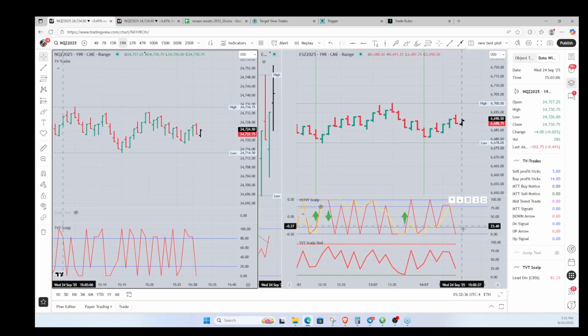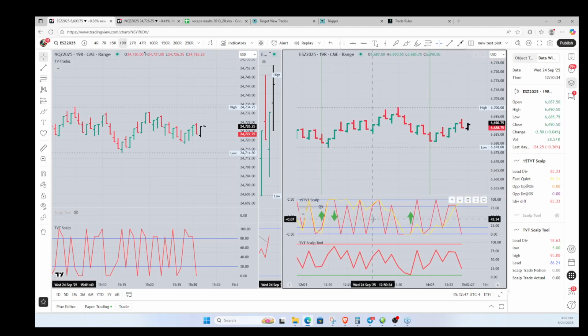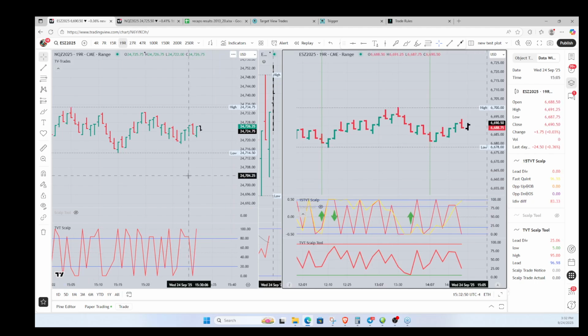And over here, we'd be looking for this to turn up on a down close is what I'd be looking for right here on this one. Alright. And so we don't have any trades here right now. I've been answering a lot of questions and talking a lot.